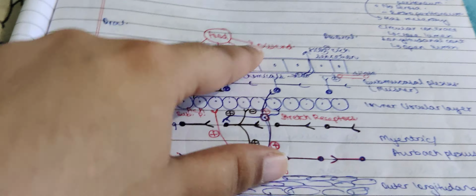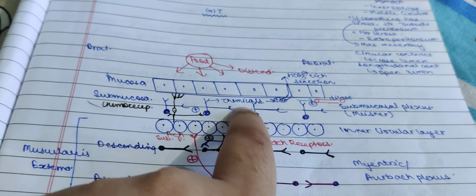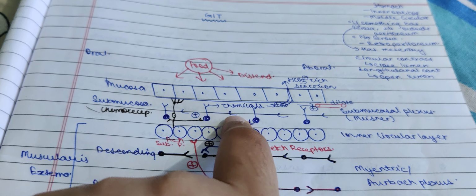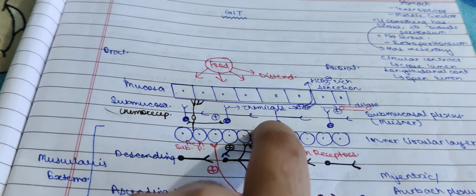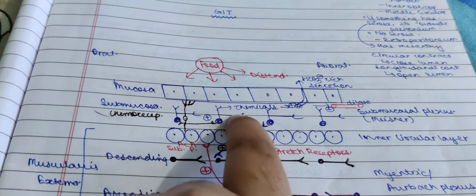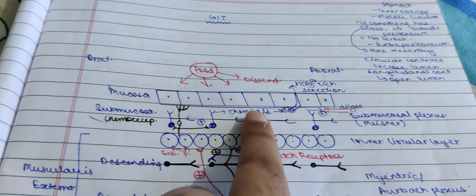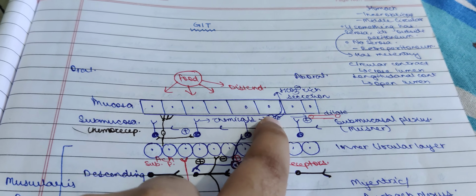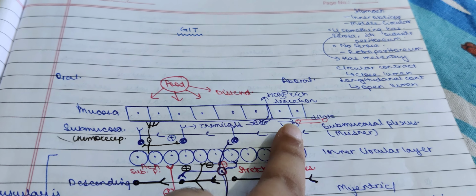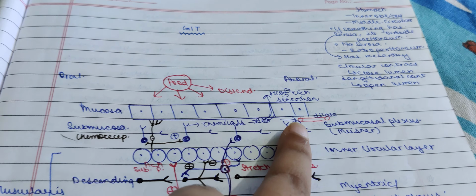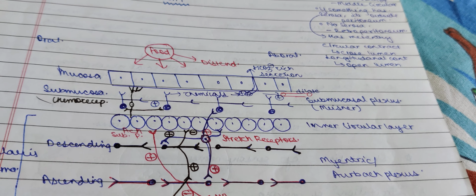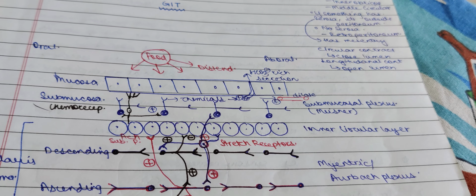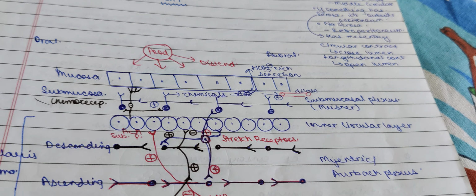Now this food has various chemicals, and these chemicals enter the submucosal layer. The submucosal plexus are the chemoreceptors. They get stimulated by these chemicals, and they further release some chemicals which will stimulate bicarbonate rich secretion, and they will also dilate the blood vessels present in the submucosa. So what is the function of the submucosal plexus? They stimulate bicarbonate rich gastric secretion, and they also dilate the vessels present in the submucosa.